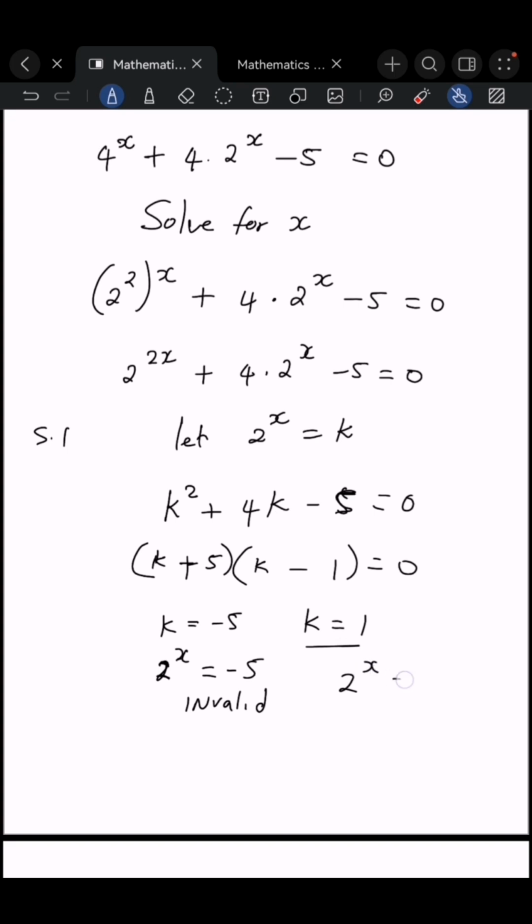2 to the power of x is equal to 1. 2 to the power of x is equal to 2 to the power of 0. Therefore, x is equal to 0. This is the solution for the answer here.